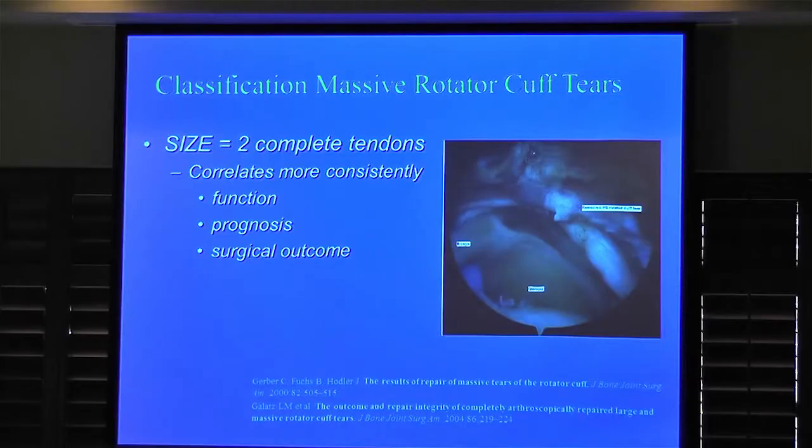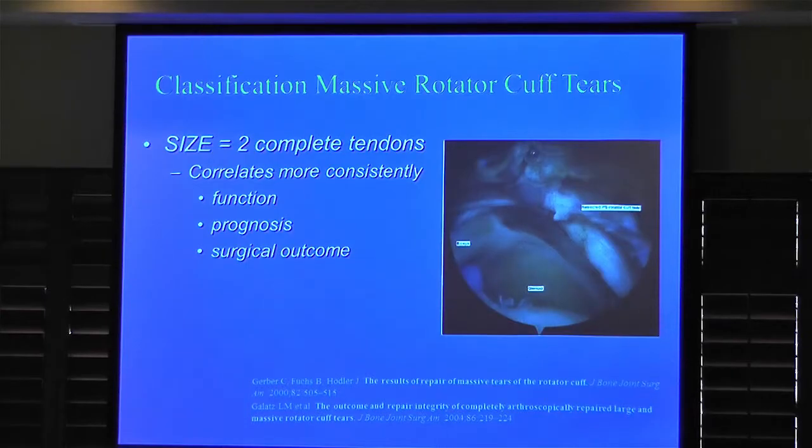When we classify rotator cuff tears, like everything in orthopedics, we have multiple classifications, and the one we find the best is from Christian Gerber in Switzerland. Instead of using size, because the size of the tendons is going to be different from patient to patient, the classification for a massive cuff tear that correlates most consistently with function, prognosis, and surgical outcome is if there are two complete tendons involved in the tear.